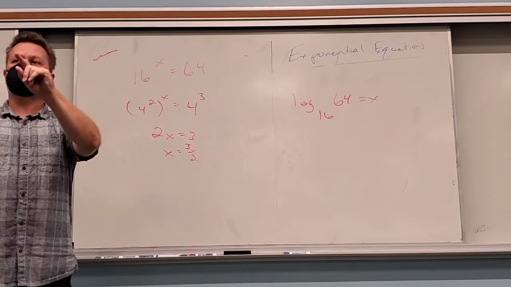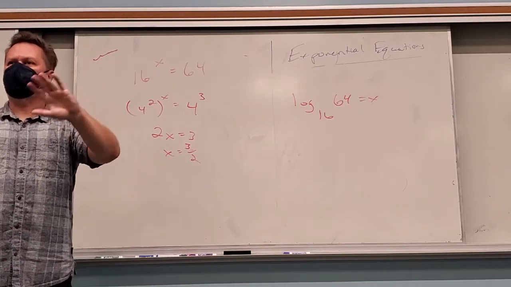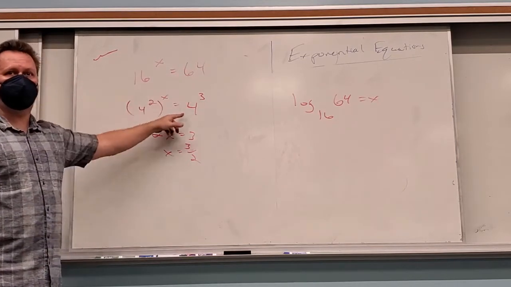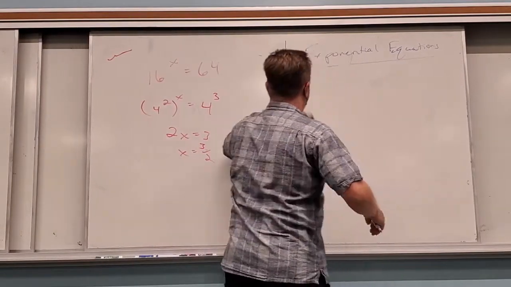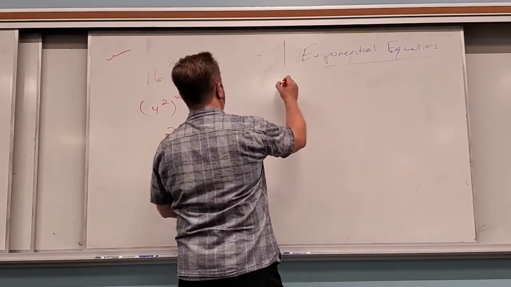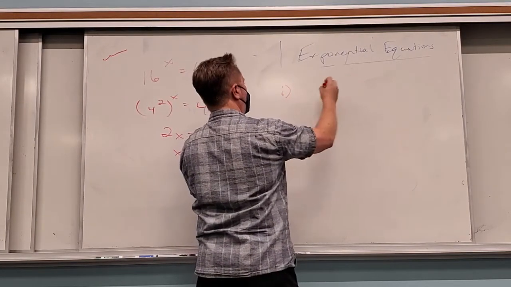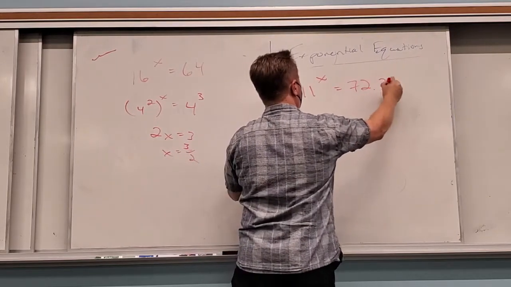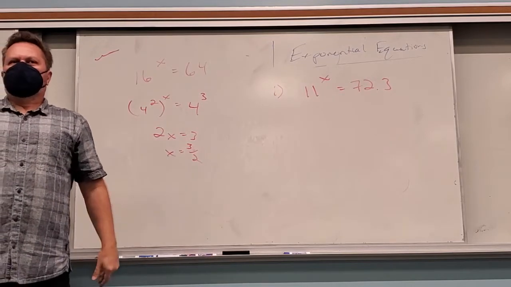So the real question now should be, all right, Jeff, what if you just make up numbers and they have nothing to do with each other? Why is this doable? Because they're both based on 4. So what if I had this? Why do it, Jeff? Because it can happen. I'll just start over with one. Anything. 11 to the x equals 72.3.